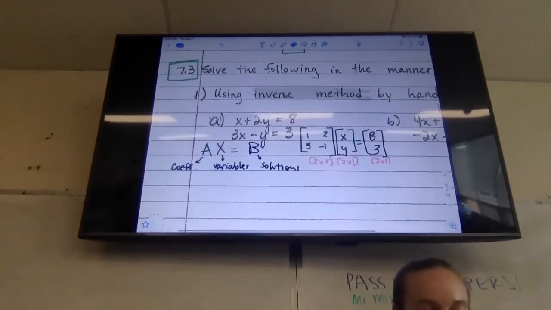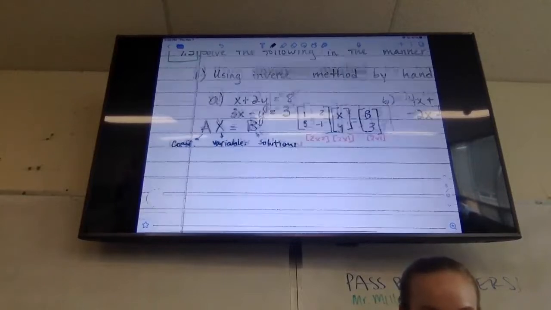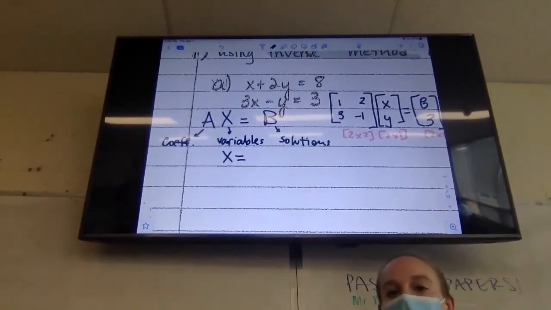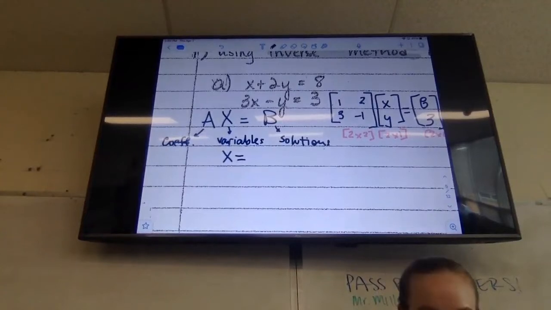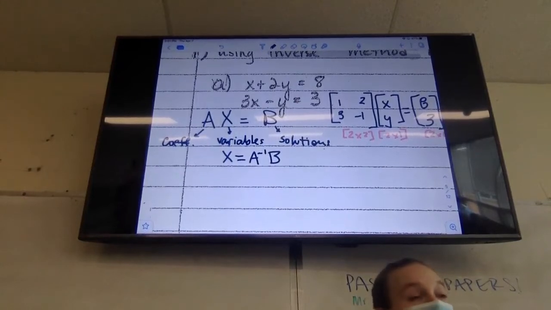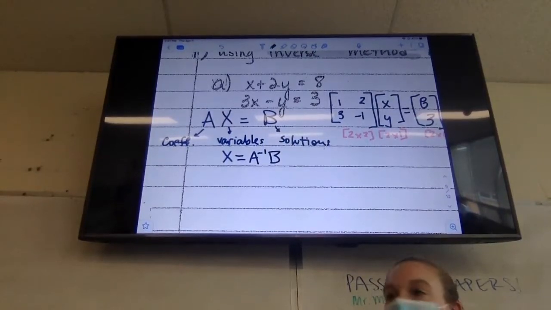Okay, so now in order to solve, we want to get X all by itself. So in order to get X by itself, we have to move A to the other side. And when you move A to the other side, that's the same thing as doing the inverse. Inverse of A times B. So what we are going to do by hand is find the inverse of A and multiply that by my matrix B. Do we know how to find the inverse of A? Yeah. Can you multiply two matrices together? Yeah. You've got all these skills. We just had to start at a different spot. So now we are going to work to get to that.